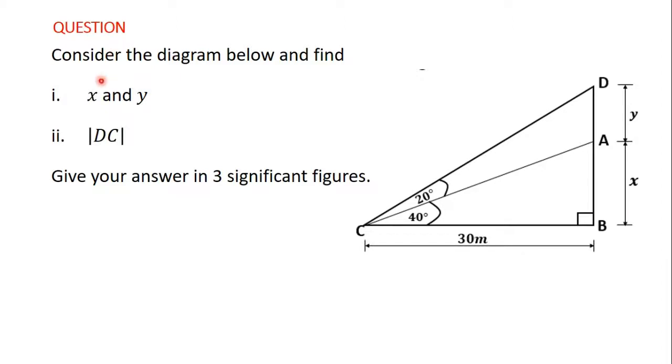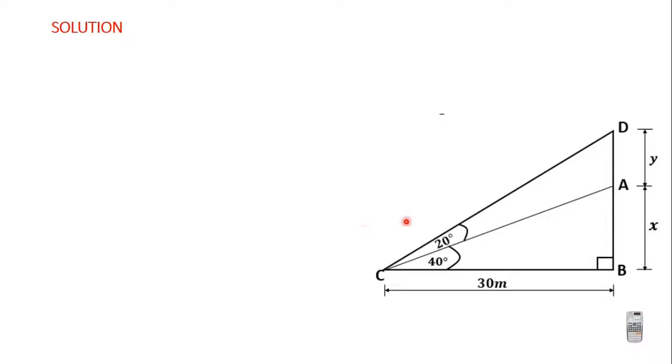The question says that we should find x, that is the length AB, and we should find y, that is the length AD. Then we should find the length DC. So we are going to solve it one after the other. So let's pick the first one, which is the length AB. Now we can see that the length AB, the length x, is in the right-angled triangle ABC. So we are first going to consider triangle ABC alone.